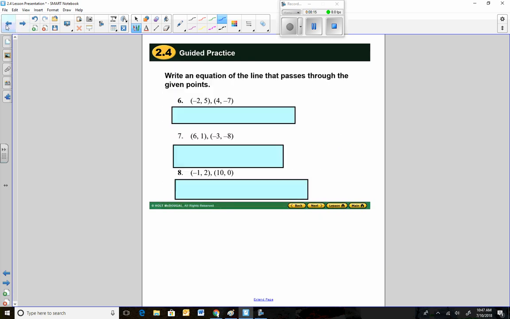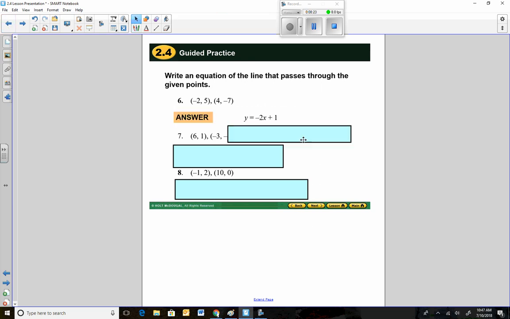Okay, pause your video and try number 6, please. Welcome back. Let's see how you did. You should have been able to get y equals negative 2x plus 1. One last one and we'll be done today. Try out number 7. Pause your video.